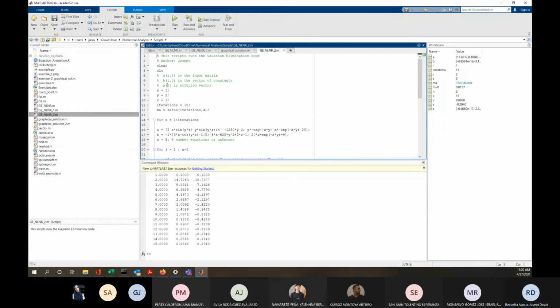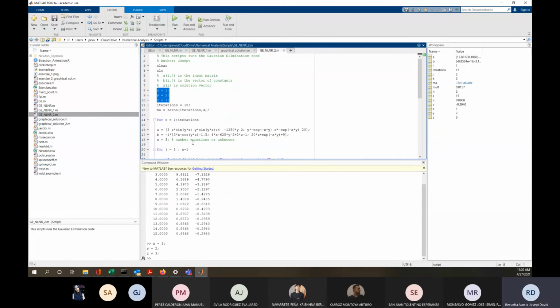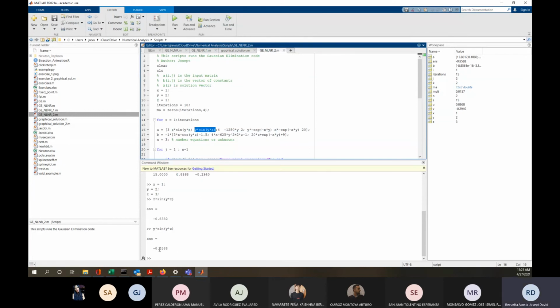The initial values were 1, 2, 3. So I'm going to just run this one, 1, 2, 3. And then if we want to obtain the Jacobian, the matrix is going to be 3. And then we obtain the second term, which is going to be minus 0.8382. This third term of the first row is going to be minus 558.